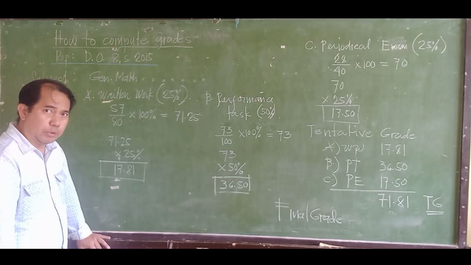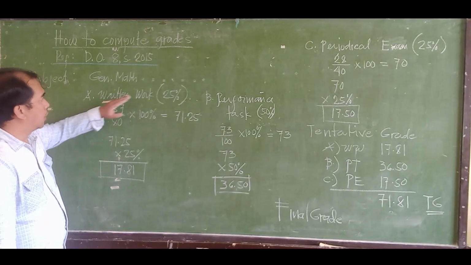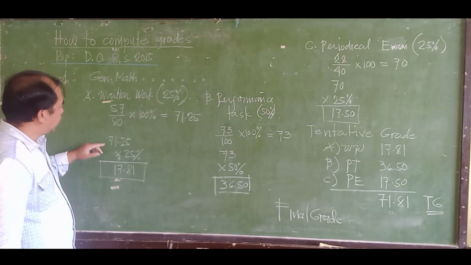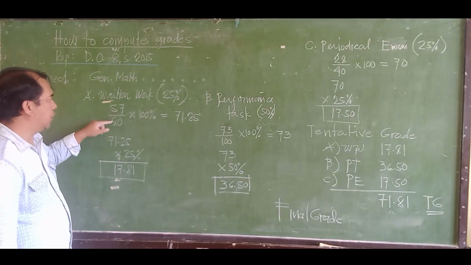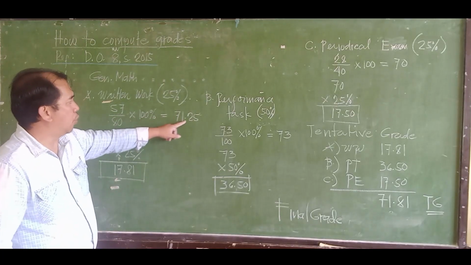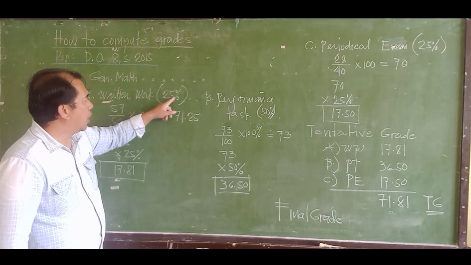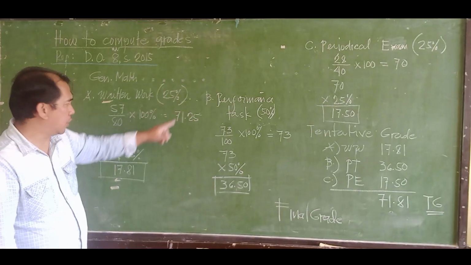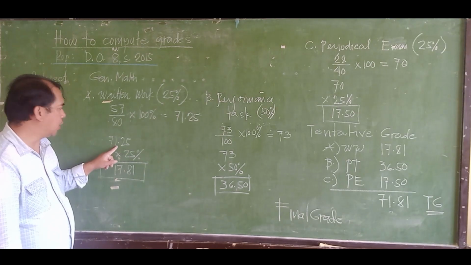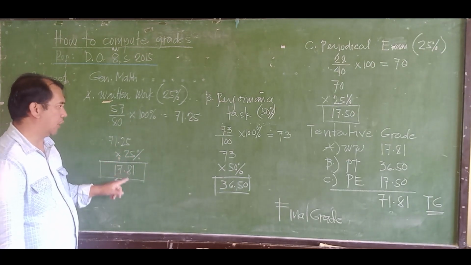Let's try to recall what we computed a while back. Our written work is 25%. That is the weight of our written work. What we computed a while back is 57 over 80, multiplied by 100. So it will give you 71.25. That is actually the actual grade in the written work. But we have to take the 25%. So 71.25 multiplied by 25% will give you 17.81.